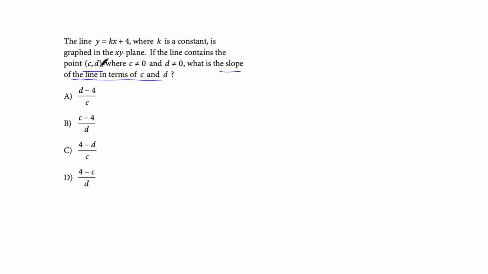So if the line contains the point (C, D), just replace x and y with C and D. That's it. So the equation will become D equals k into C plus 4. That's it. Now all you have to do is make k the subject of the formula. So you have D minus 4 equals kC, and we need to separate k, isolate k. It will become k equals (D minus 4) over C. So that is your option choice A. These are literally simple, easier questions, and all of these are past paper questions.